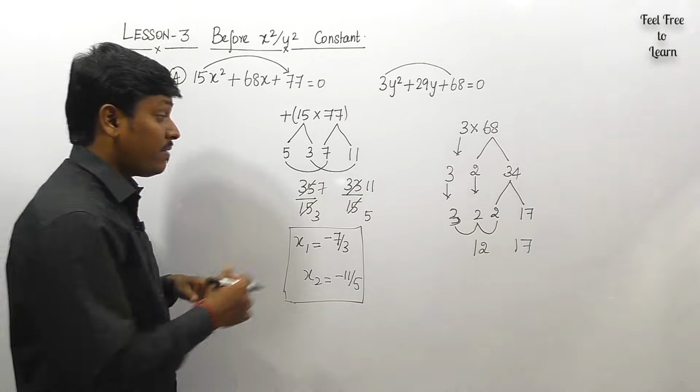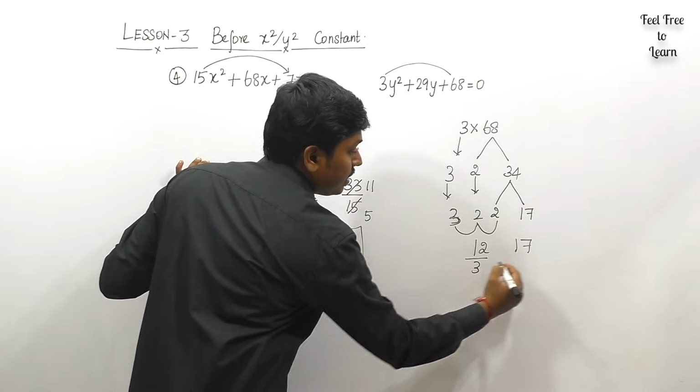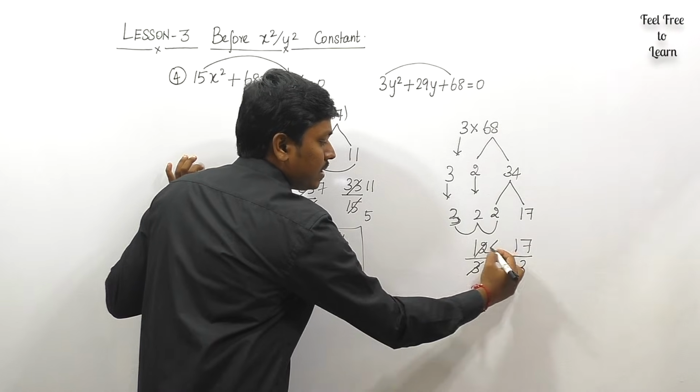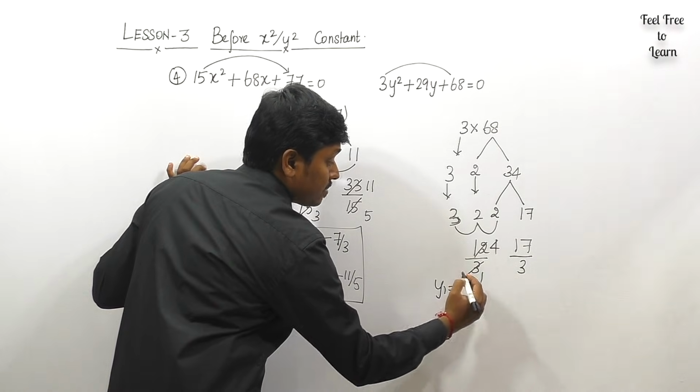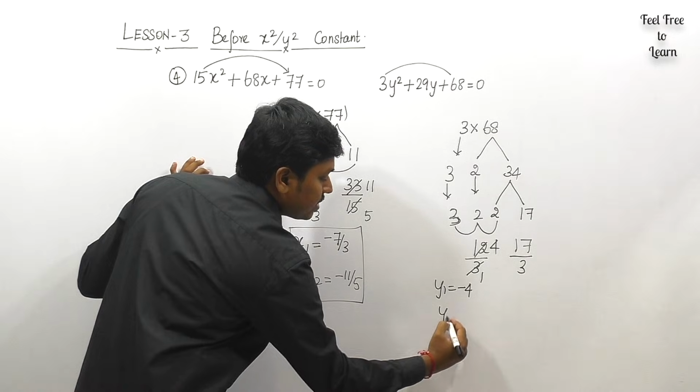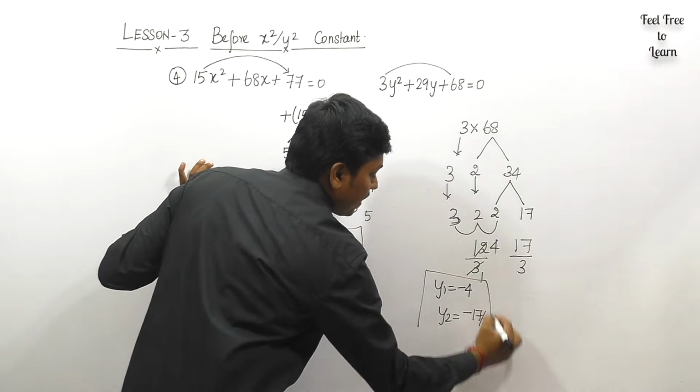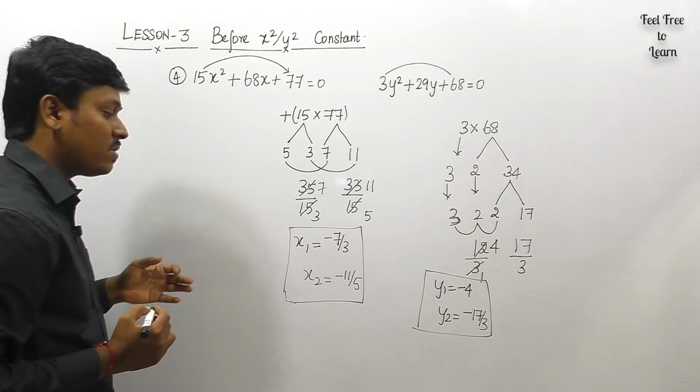But before y square, we have a constant 3. So divide by 3, divide by 3. I think we can cancel this on 3 table. 1 3s are 3, 4 3s are 12. So y1, here it is plus 4, but while writing it should be minus 4. Here it is minus 17 by 3. So finally we got the factors for y and also we got the factors of x.